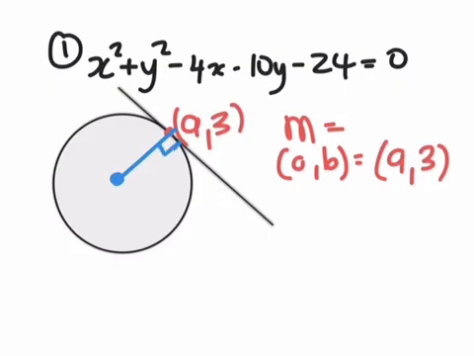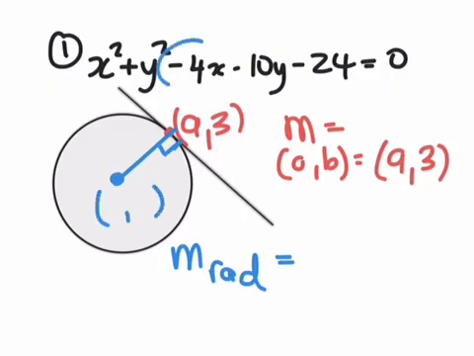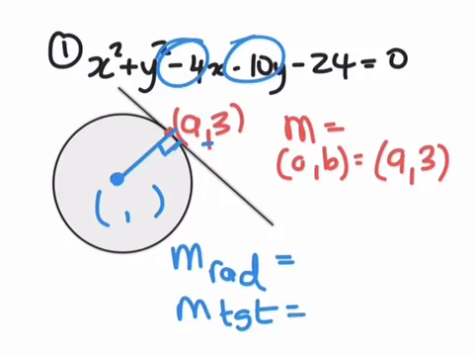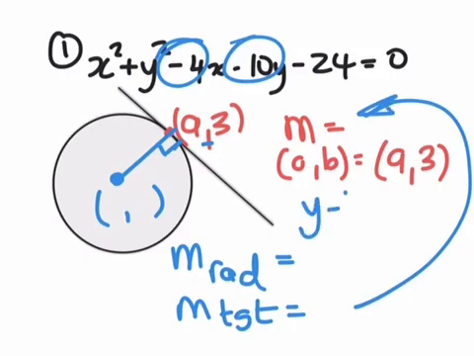So to work out the gradient of the line, first thing I'm going to do is work out the gradient of the radius, so m rad. I know the centre, I get that from here. I know the point, so I can work out the gradient of the radius. Then I get the gradient of the tangent, because it's perpendicular. So flip it upside down, change the sign, use that in the formula up here, the y minus b formula.